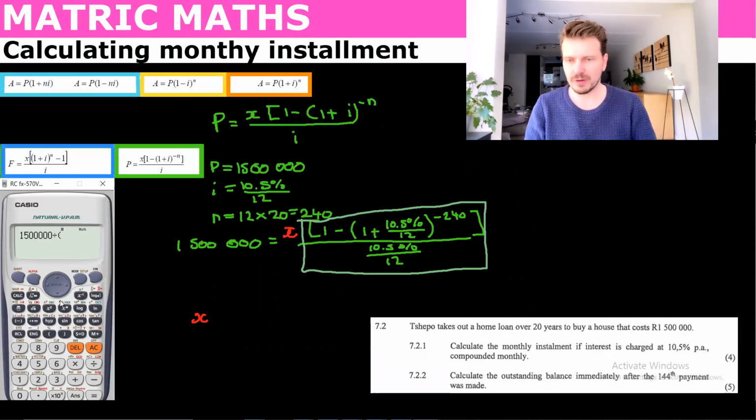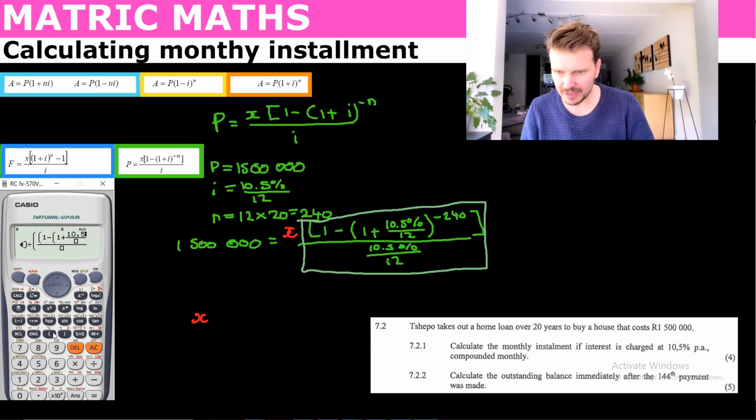So it's 1.5 million divided by, and then we're going to put in that whole thing that I've circled in the light green. First of all, we open that bracket. It's 1 minus, and then it's 1 plus, and then we can have another bracket for the 10.5. And you can put this as 0.105 as well and not put the percent.